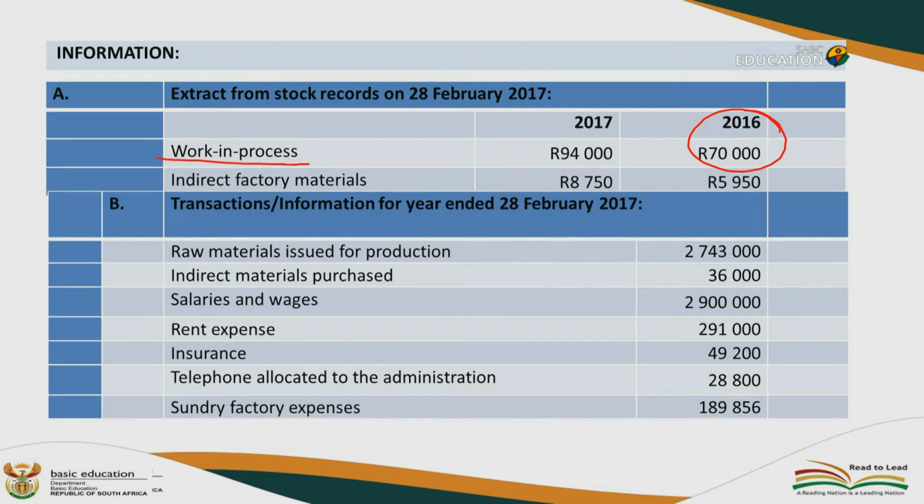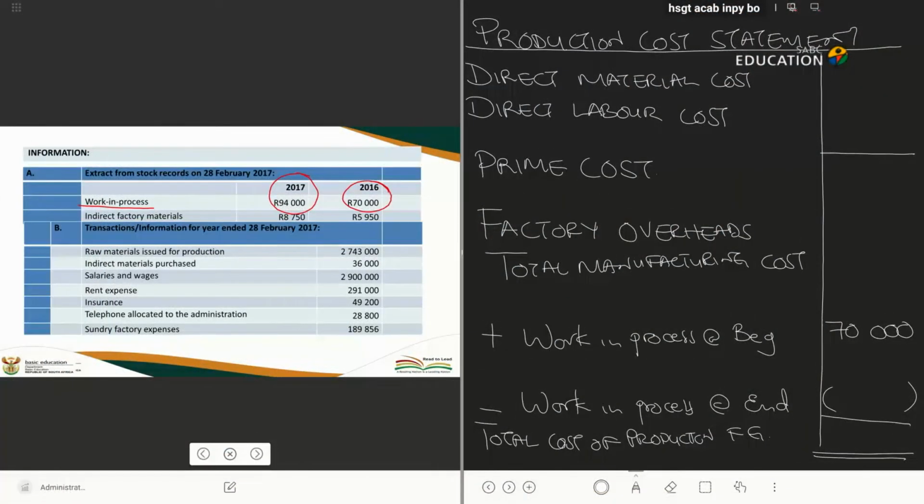So it's going to be how much? 70,000. So it's a work in process at the beginning, 70. You can bring it here already. All right? It's easy. It's already given. And your work in process at the end, how much is it, boys and girls? 94,000. So you come in here, you're now saying, my work in process at the end is 94. All right. This is simple. So that means I've already dealt with this particular information. I know where it has to go.